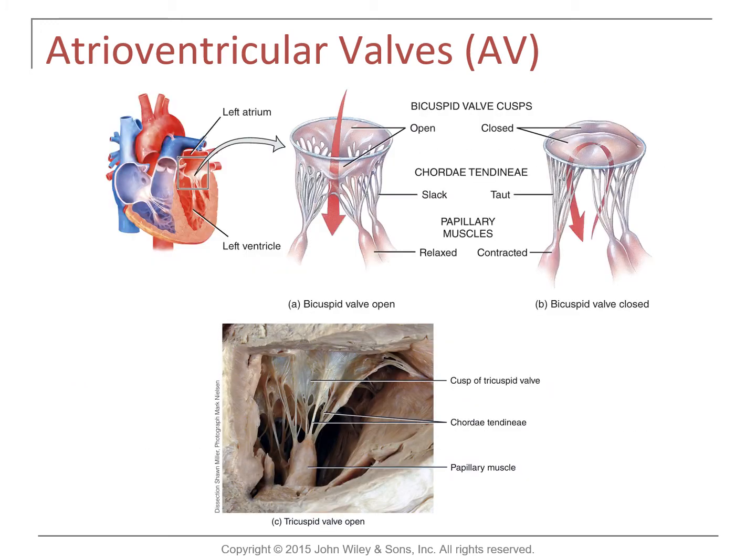So here we have a depiction of how the cusps of the bicuspid valve relax and open during diastole or relaxation of the ventricles. And you can see that the chordae tendineae are slack. However, during contraction of the ventricles, the cusps of the bicuspid valve move upward and close, and the contracted papillary muscles then pull on the chordae tendineae and keep those heartstrings taut and help to keep the cusps of the valves closed.